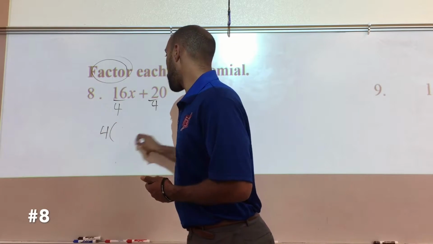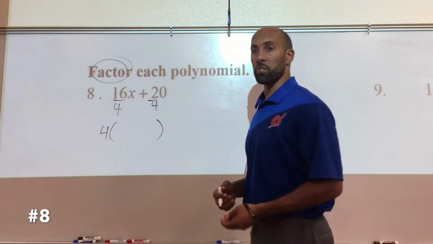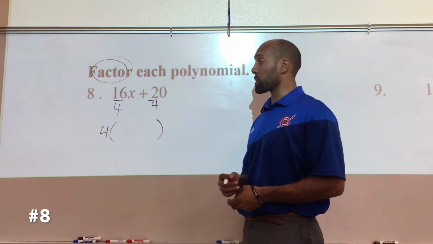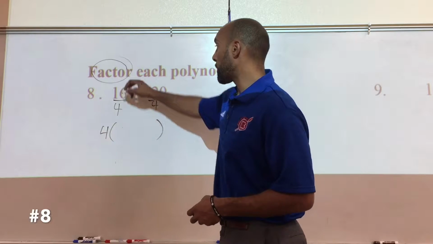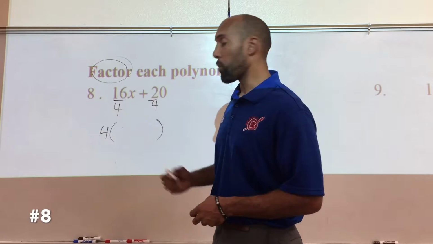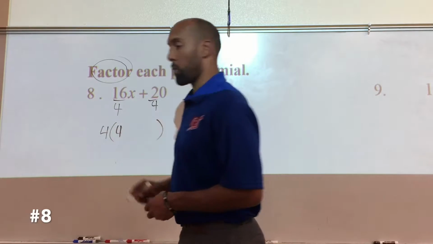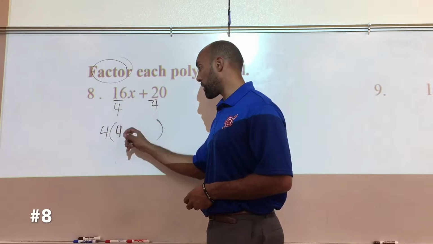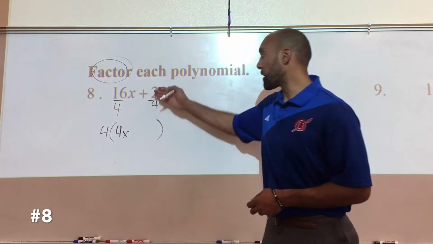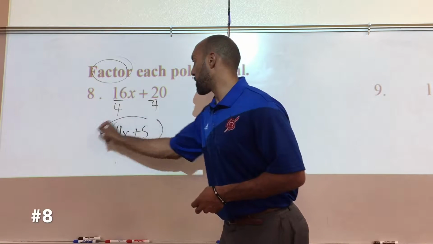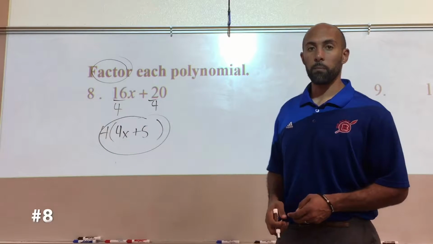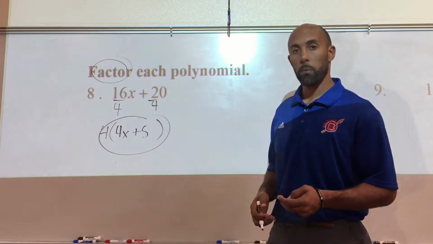So I'm going to write 4 here, and then I have to complete the expression. To complete this expression, I need to write terms in here. First, 16 divided by 4, which is 4. But then I also have to include x. And then 20 divided by 4, which is positive 5. And there's my complete expression, factored out. Done.